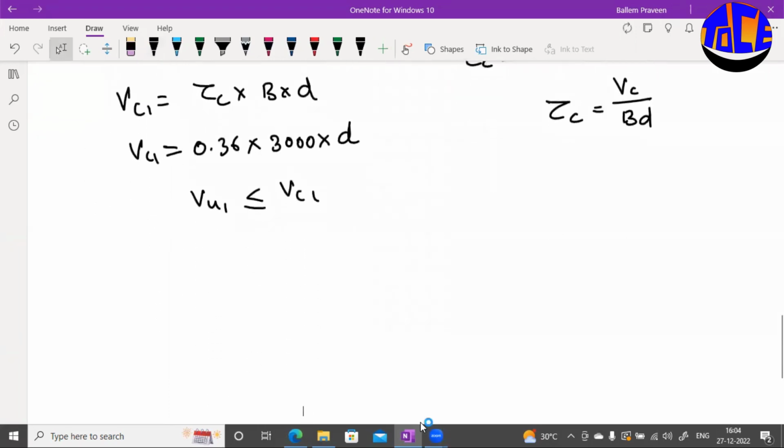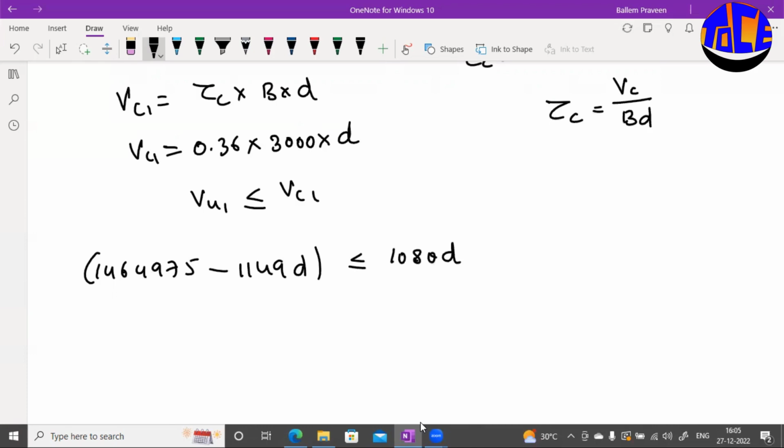So what is the VC1 value? VU1 is around 14,64975 minus 1149D, and it should be less than or equal to VC1. VC1, if you multiply 0.36 with 3000, will be 1080D. So if you simplify this and find out the D, it will be D equal to around 657 mm.